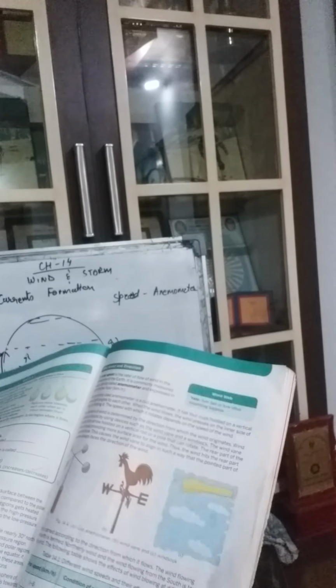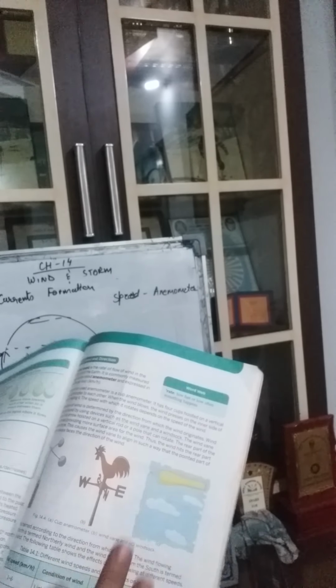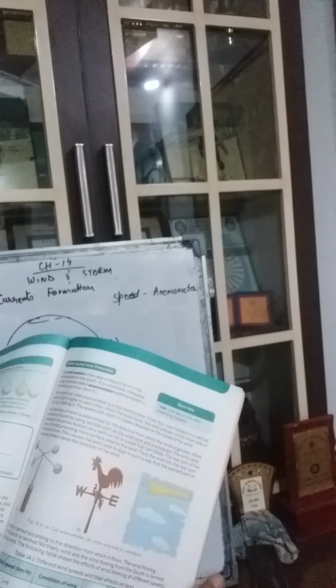Right? So these are the wind vanes and the windsock. You just have to remember the names of the instrument with which we measure the speed of the wind, and the instrument with which we measure the direction of the wind. Now girls, there is a table given here. It is an important table.